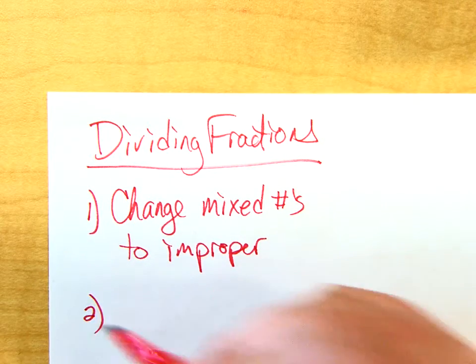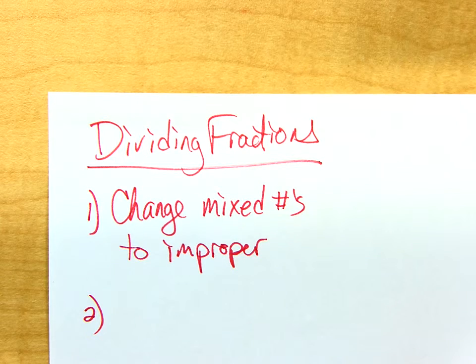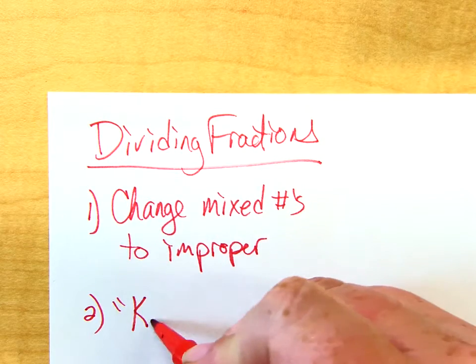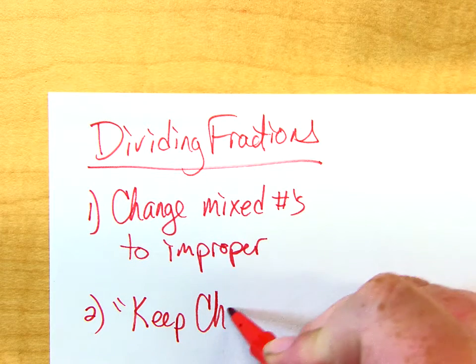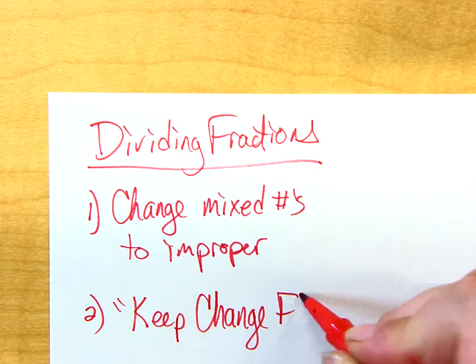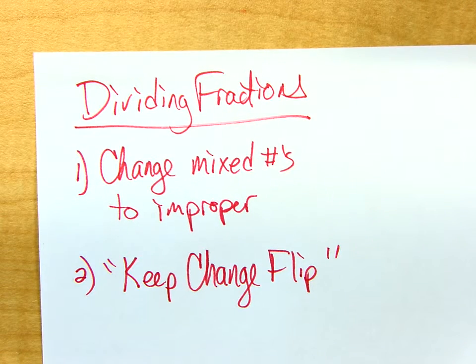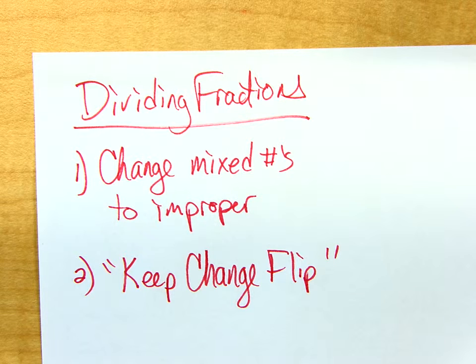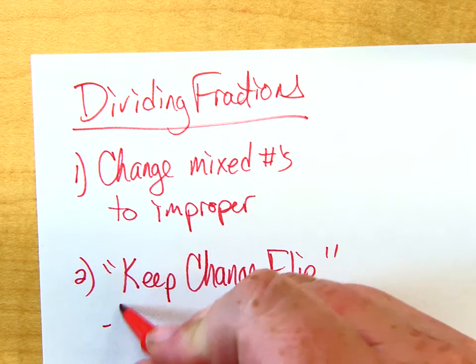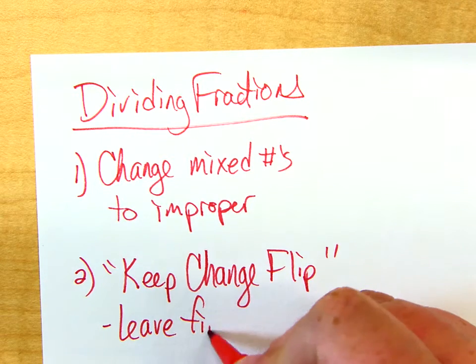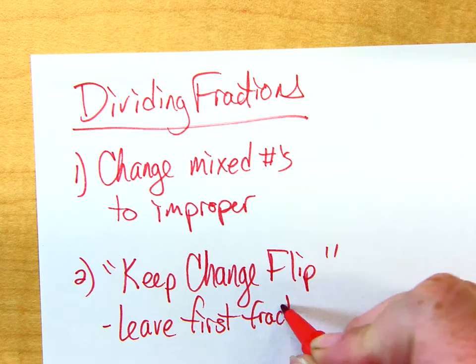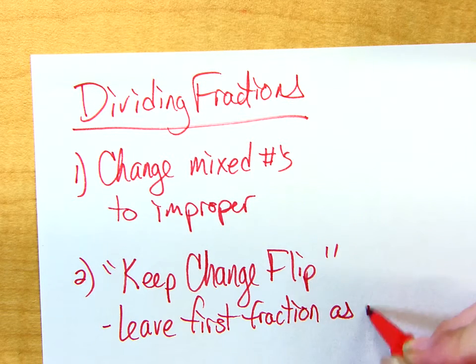All right? And then step 2 is that phrase that you guys were just saying. Keep, change, flip. I'll explain what that is for those of you that don't know or forgot. So this means the first fraction, you're going to keep it exactly like it is. It's a common mistake to do something with the first fraction, but you don't. You leave it alone. You keep it. Hence the word keep. So leave first fraction alone. Leave first fraction as is.